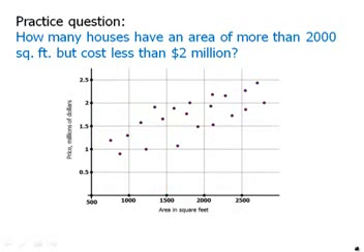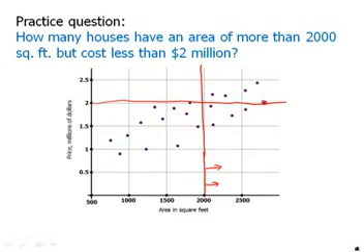Here's a practice question. Pause the video and then we'll talk about this. Okay, how many houses have an area of more than 2,000 square feet but cost less than $2 million? So here's 2,000 square feet. They have to be over here. And here is $2 million. So we're going to say that this point here is either at or a little above 2 million, so we're not going to count that. And it's only 1, 2, 3, 4. Those are the points that fit this criteria. There are 4 houses that have an area of more than 2,000 square feet but cost less than $2 million.